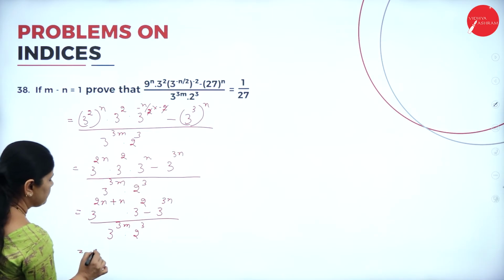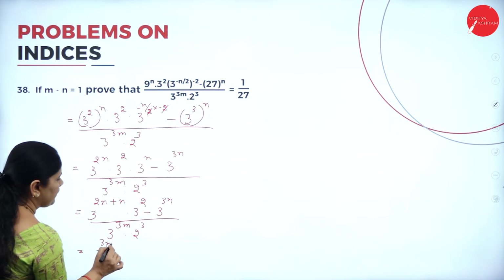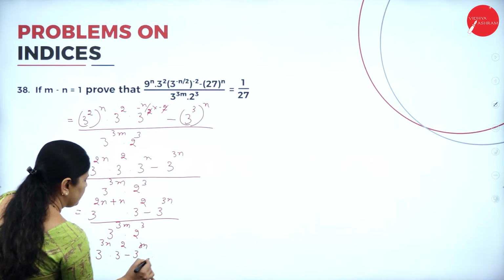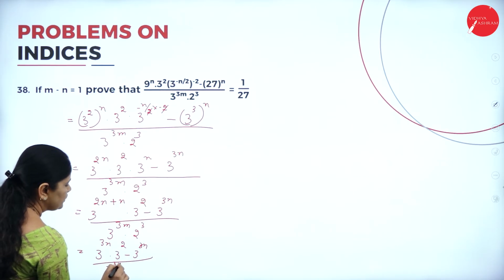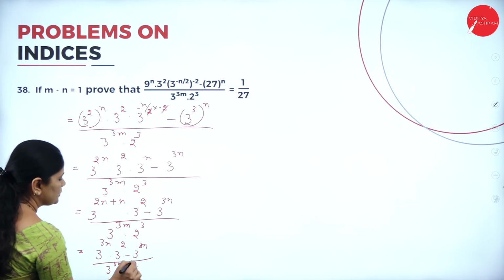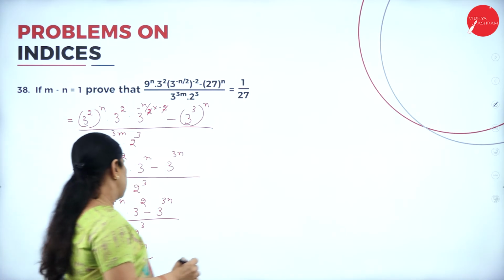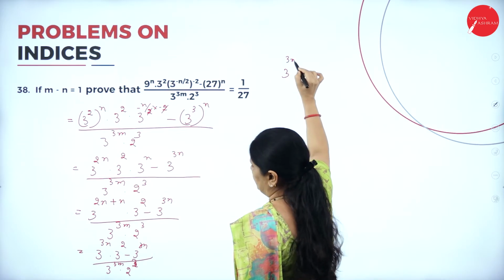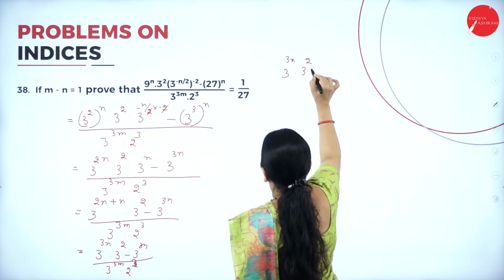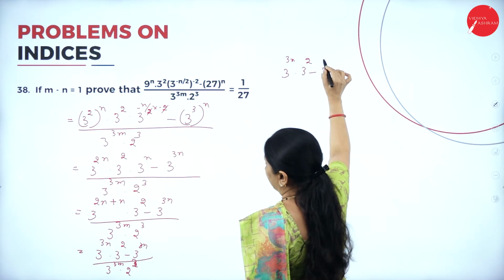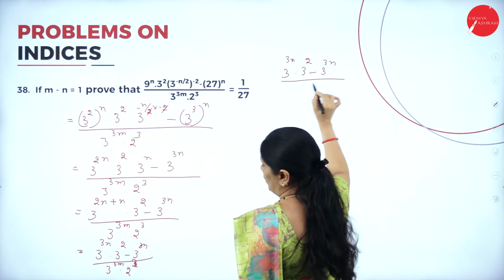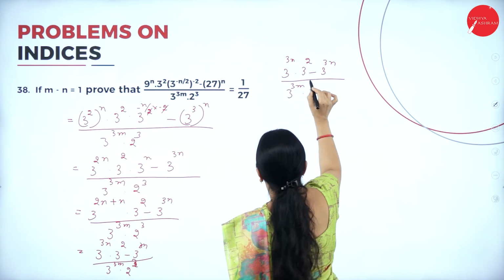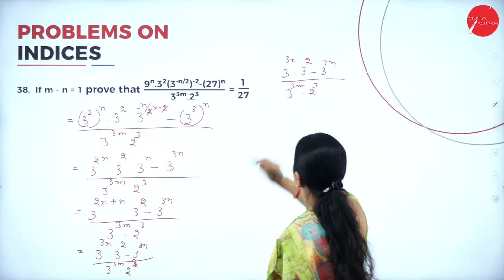Now this I will simplify further. So 3 to the power of 3n into 3 square minus 3 to the power of 3n, whole over 3 to the power of 3m into 2 to the power 3. Now this I am rewriting here. I have rewritten this expression here.